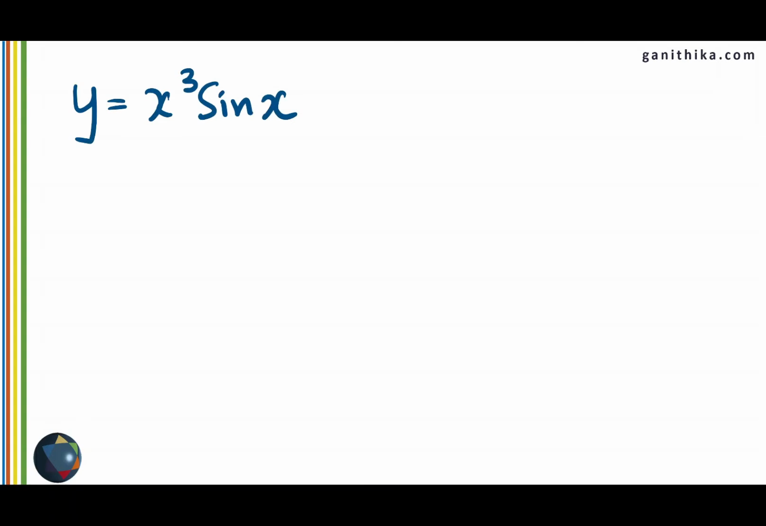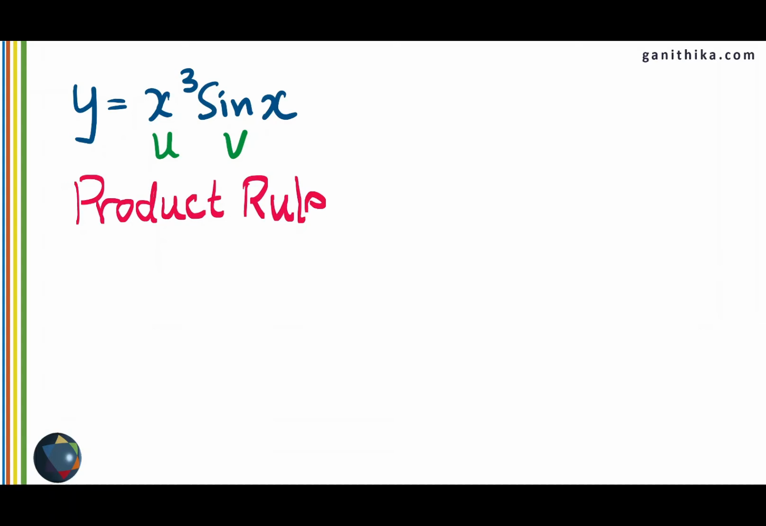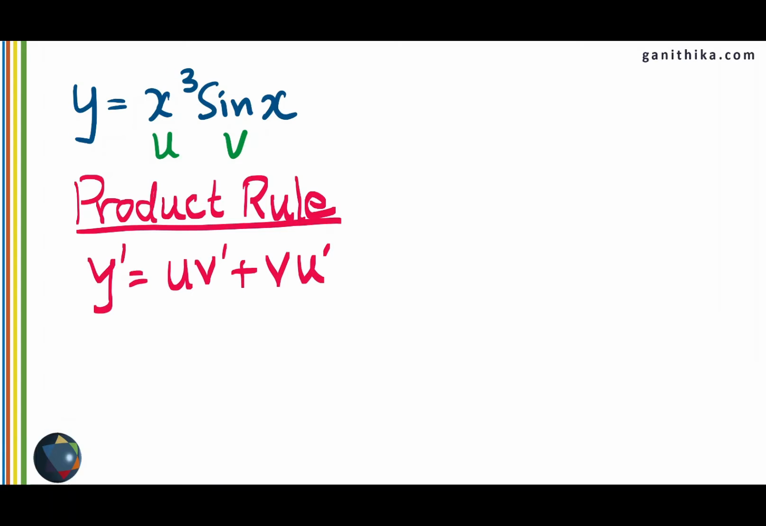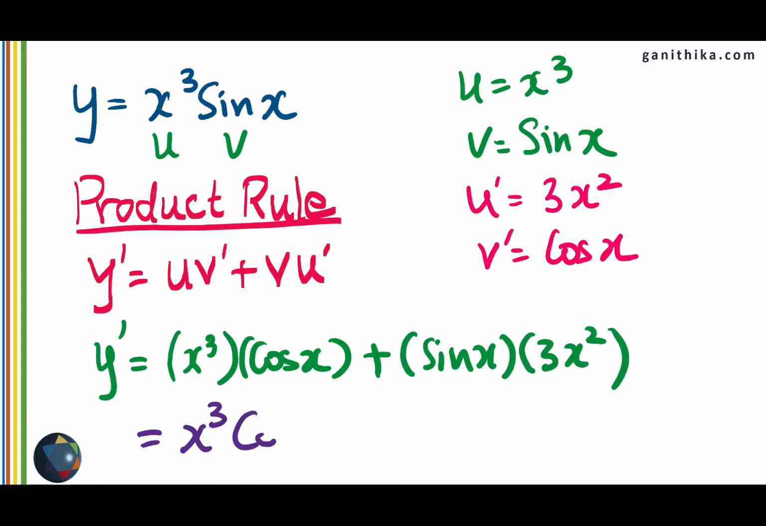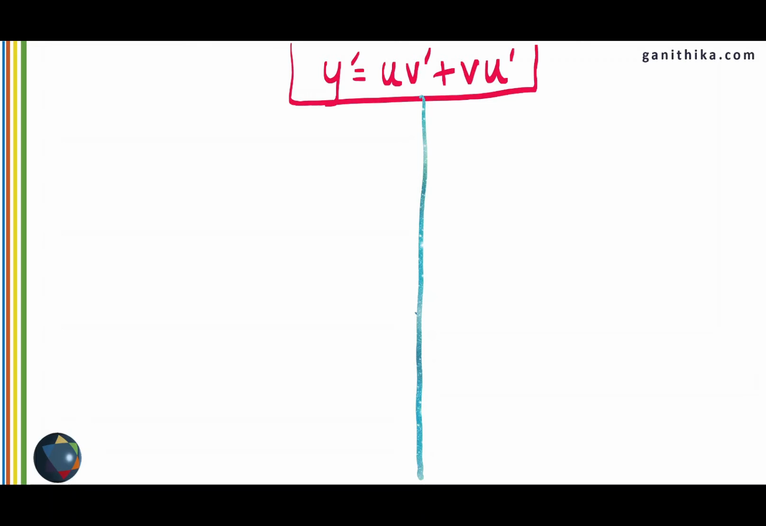Let's say y equal to x cube multiplied by sin x. So u is x cube and v is sin x. The product rule states the derivative of y is u v dash plus v u dash. Once we have u and v, we have to find u dash and v dash, which are the derivatives of u and v, and simply substitute them in the formula. Simplifying them, you get x cube cos x plus 3x square sin x as the derivative of x cube sin x. Let's take more examples, and let's remember this as the product rule formula.